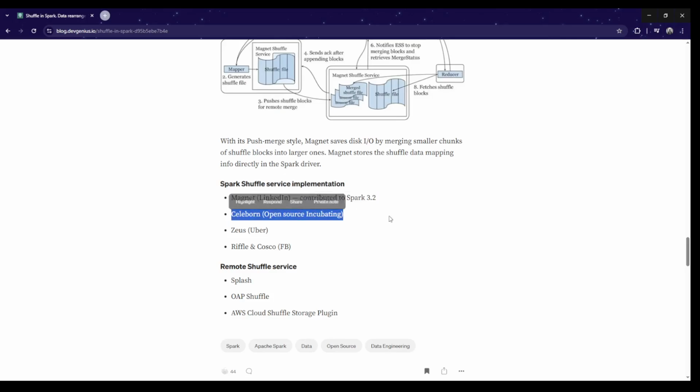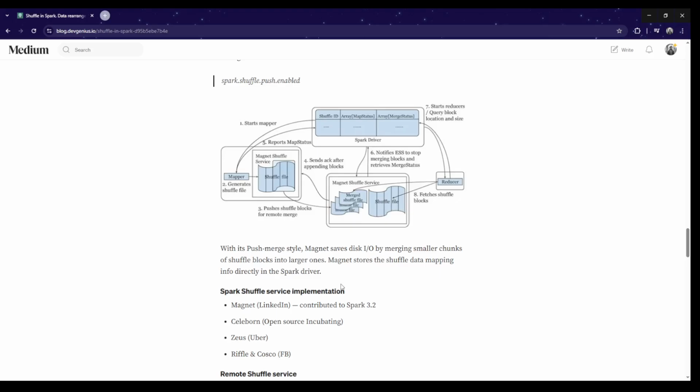Then we had Celeborn. So not Celeborn, it is Celeborn, pronounced with a K. So Celeborn is another open source solution that now is not incubating. I think it's matured enough. So Celeborn is an external service. Then there was Juicefs from Uber, Riffle and Cosco from Facebook, and there is one more, I think it is Uniffle from Tencent or Alibaba Cloud. So there is one more shuffle service out there in the market. All those are open source.